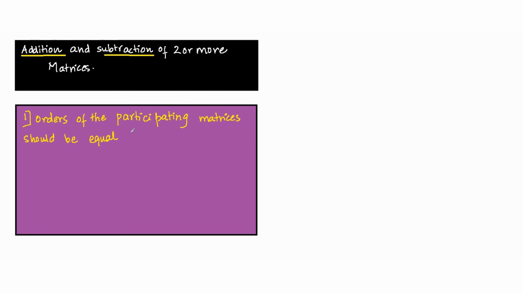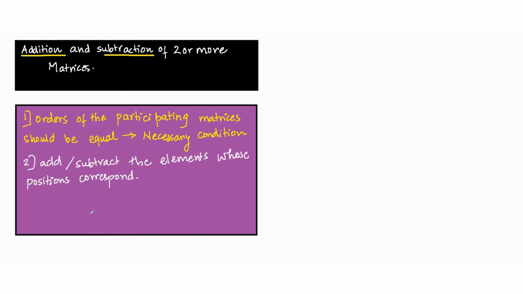each other. So this is a necessary condition. This is a necessary condition for addition or subtraction to be even possible. The next important point is we add or subtract the elements whose positions correspond, meaning I will take the element with first row and first column position of one matrix and I will perform the operation on the first row and first column element of some other matrix, whether it is addition or subtraction. So we always add or subtract the elements whose positions correspond to each other.